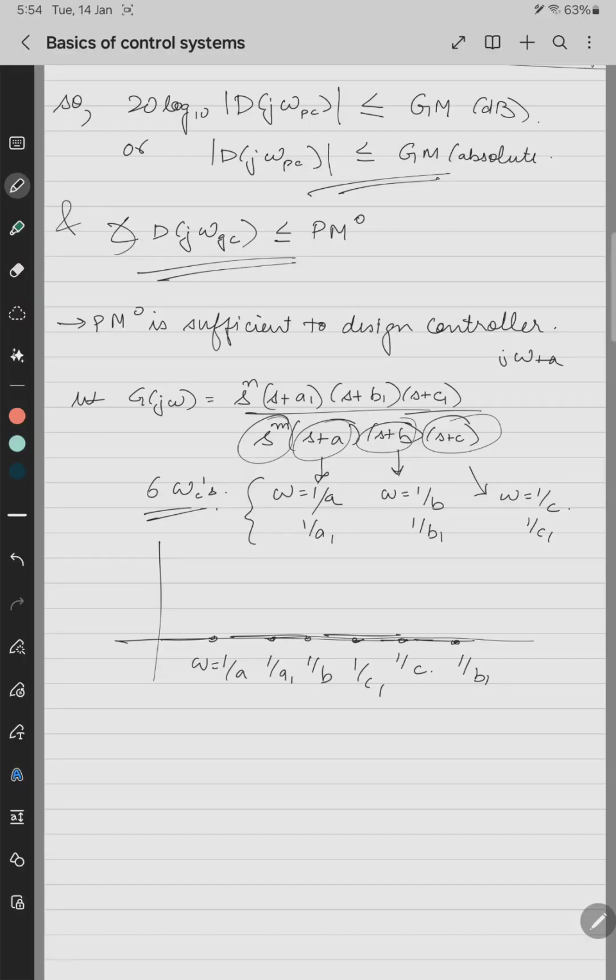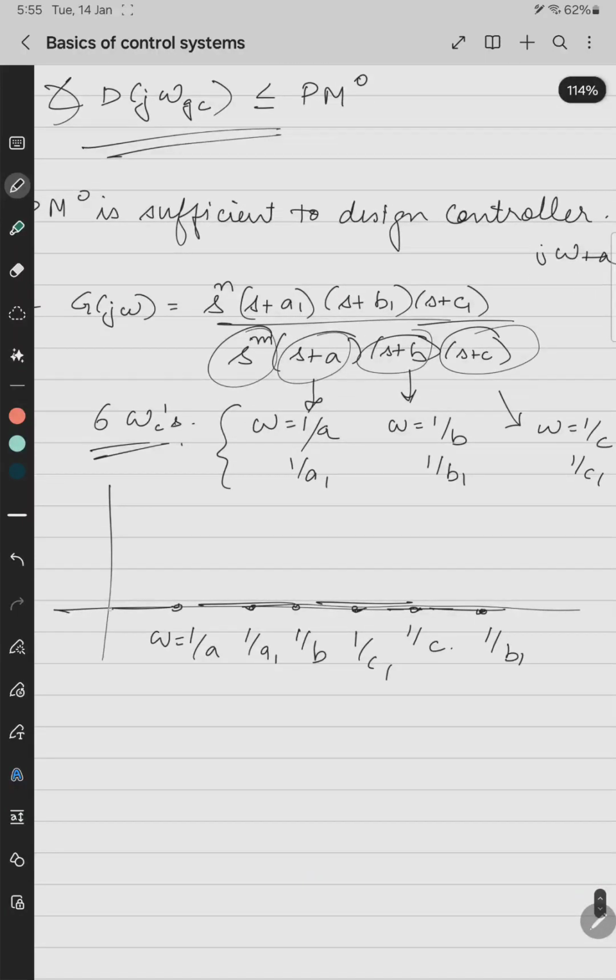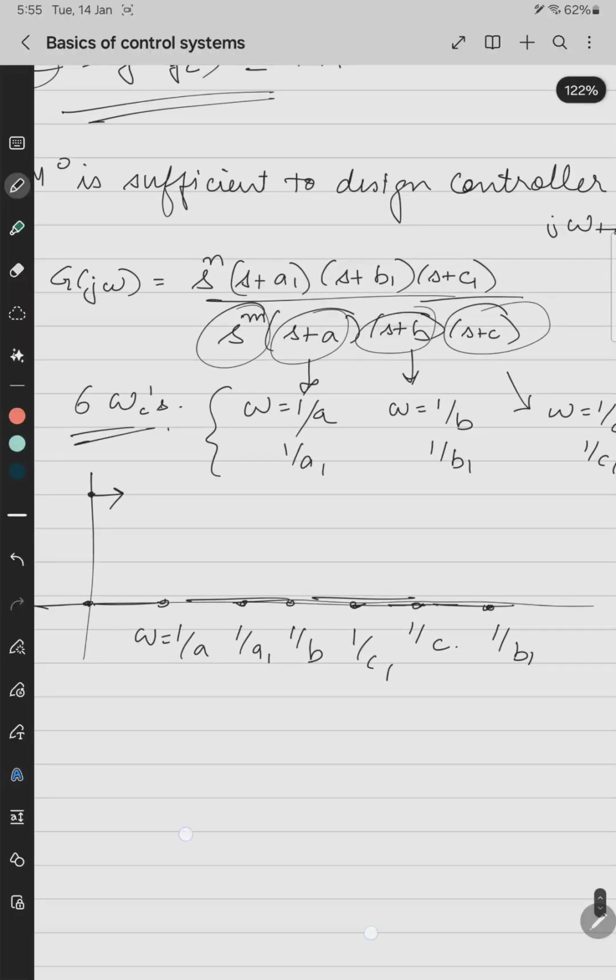Then if there are 1, 2, 3, 4 plus 4, 8, there are 8 corner frequencies and 9 regions. See, there is no significance of the negative frequencies, so the graph will always start on the right hand side. So what happens is there are 1, 2, 3, 4, 5, 6.